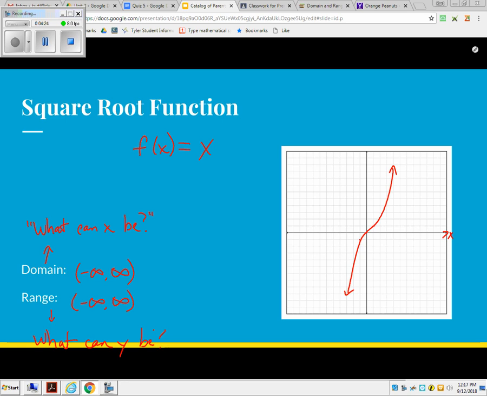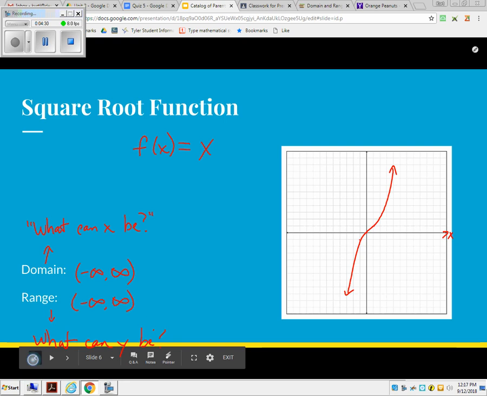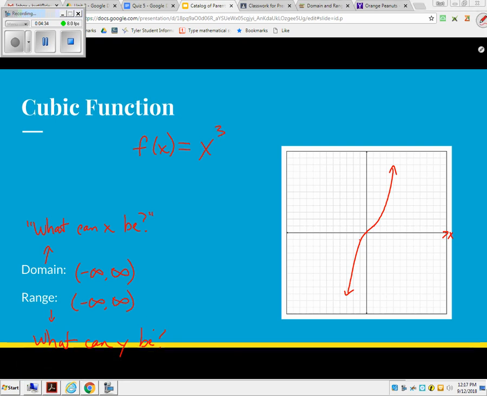Square root function. Oh, my bad on this. I just realized I did that. Where are we at? Square root, cubic function. Back to cubic function, there should be a 3 on there. Okay, that is x cubed. All right, now we're ready for square root function. Sorry about that.